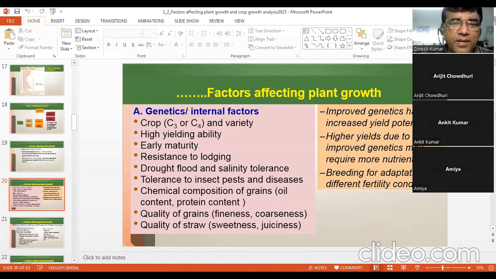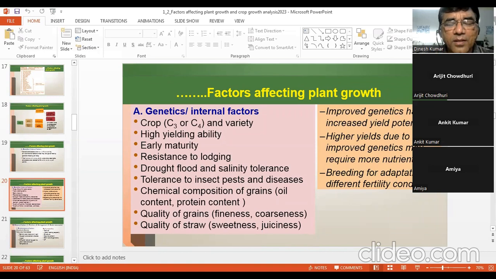Chemical composition of grain, oil content, protein content. This is really a very big challenge. If you improve the quality, then you will decrease the quantity. If you want more oil, more protein in grains, then the growth will be restricted. You will get less growth. And if you want less oil, less protein, then you can have very bulky growth of the crops.